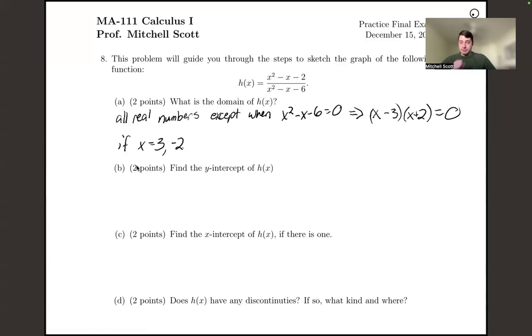Find the y-intercept of f of x, right? Y-intercept is when x equals 0, right?